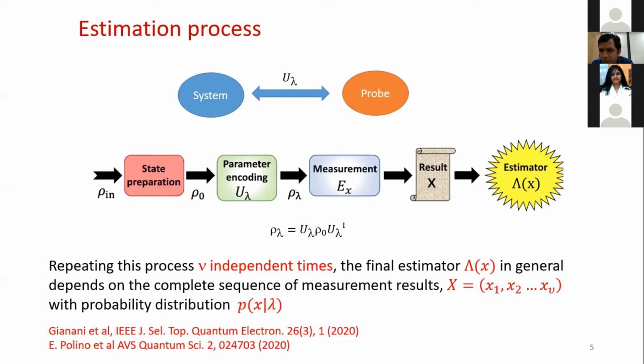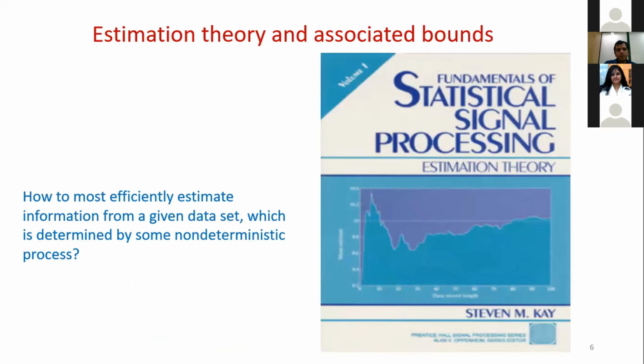positive operator valued measurements, and then having that generate some results, and on the distribution of these results we have some estimator of the unknown parameter. So repeating this process n times, the final estimator in general depends on the complete sequence of measurement results with probability distribution P(x|lambda), which is actually a question of statistics: how to most efficiently estimate the information from a given data set, which is determined by some non-deterministic process.